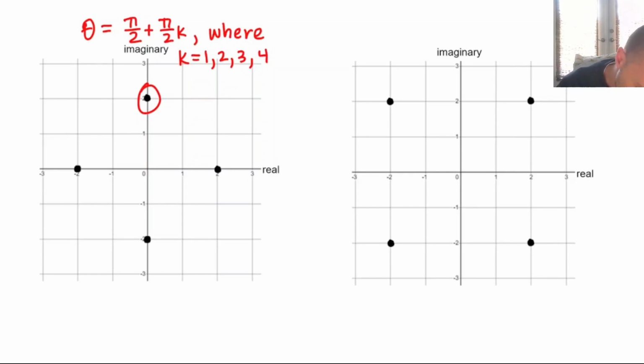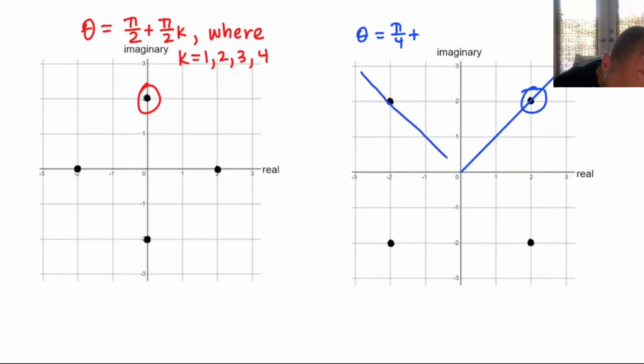Hey, with this one, I'm going to do the same thing. I'm going to think about this first one. That looks like pi over 4. So theta equals pi over 4 plus, and then how far is this one? We have to think rotationally. If I go from here to there, how far did I rotate? Well, that looks like a right angle. It looks like I rotated 90 degrees. So pi over 4 plus pi over 2 times k, where k is equal to, you could do 0, 1, 2, 3, or you could do 1, 2, 3, and 4.